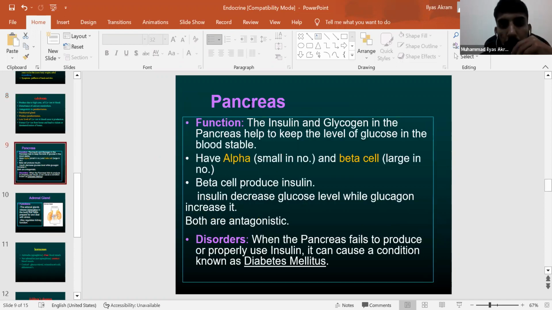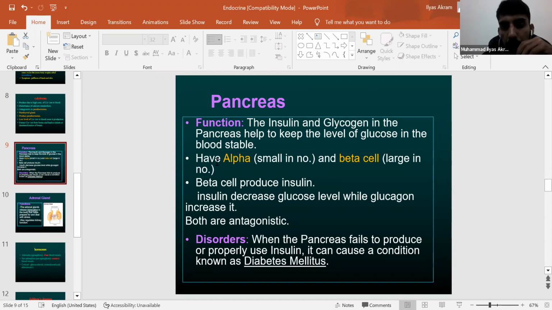The next one is the pancreas, a major gland of our body. It works as both an endocrine and an exocrine gland. The function of the pancreas is to produce insulin and glucagon. Sorry, this is not glycogen, this is glucagon. Insulin and glucagon in the bloodstream help to keep the level of glucose in the blood stable. Both hormones help in the maintenance of glucose in our body.